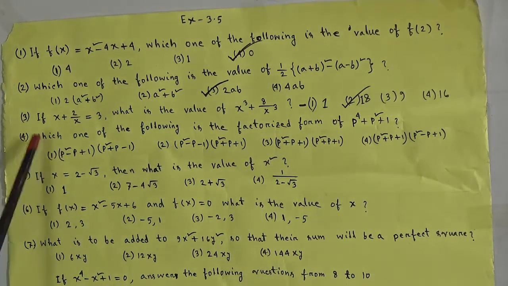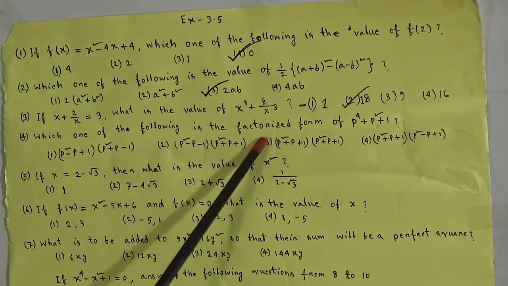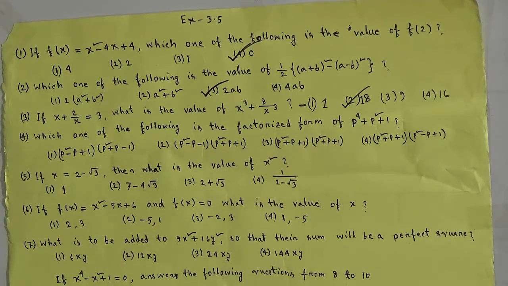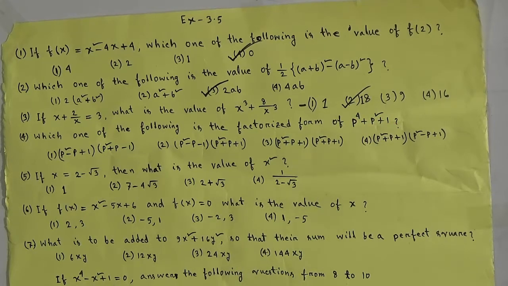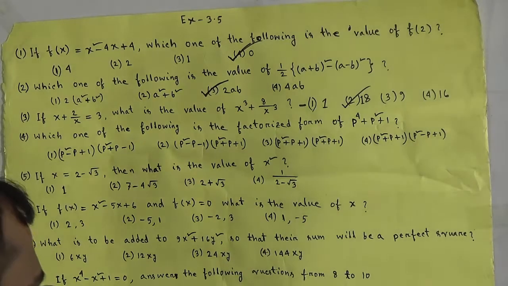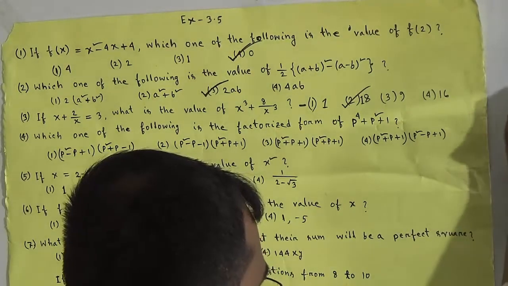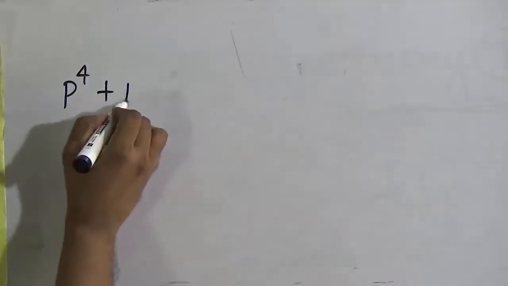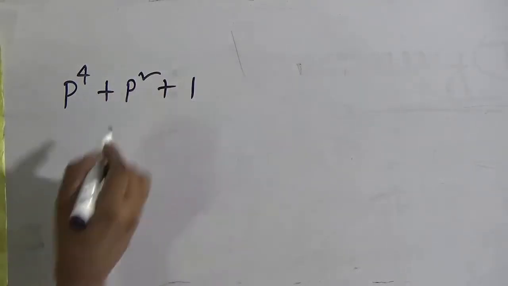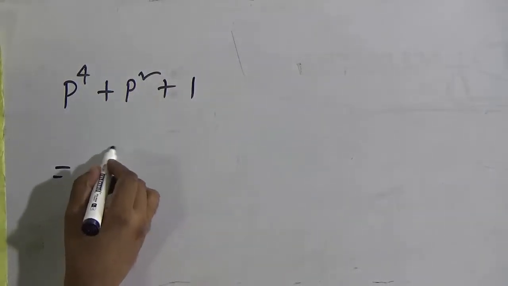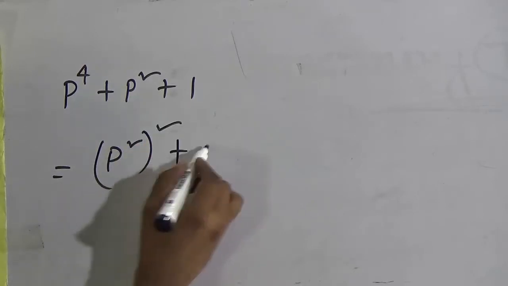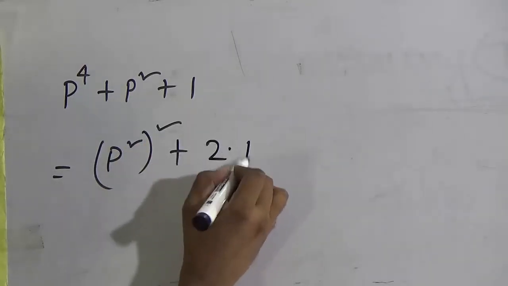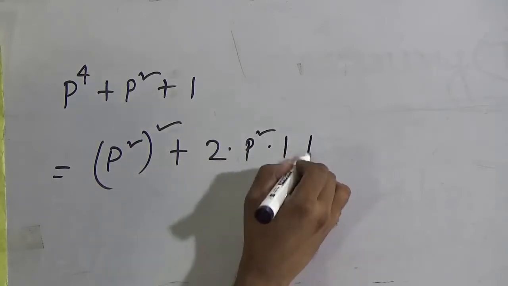Fourth number question, which one of the following is the factorized form of p to the power 4 plus p square plus 1? We have to resolve into factors, and the expression is p to the power 4 plus p square plus 1. Okay, here instead of p to the power 4, we can write (p square) whole square plus, we will write here 2 into p square into 1, plus 1.